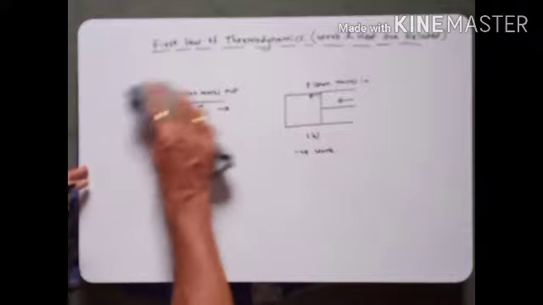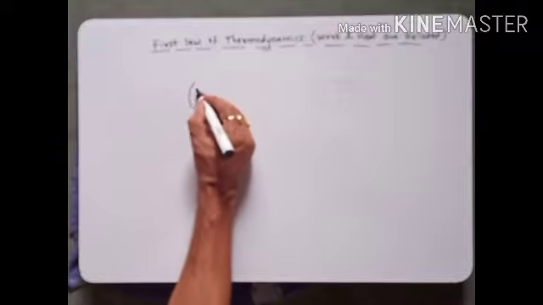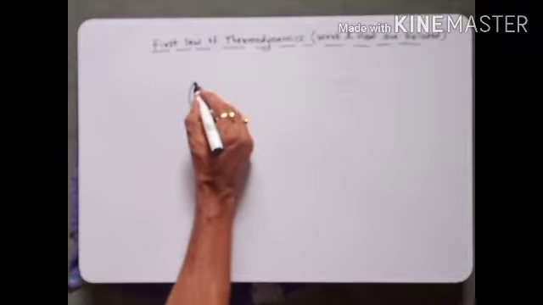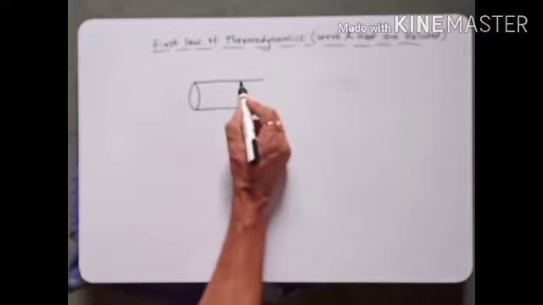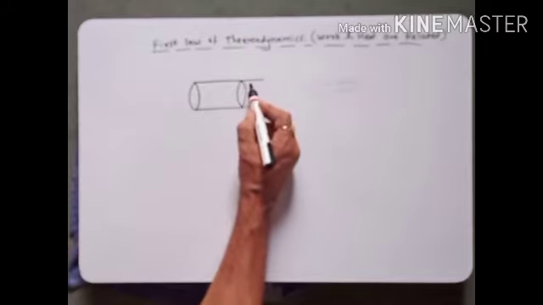Now we consider here, suppose this is the cylinder, and in this cylinder, suppose this is the piston which is movable. This is the movable piston.